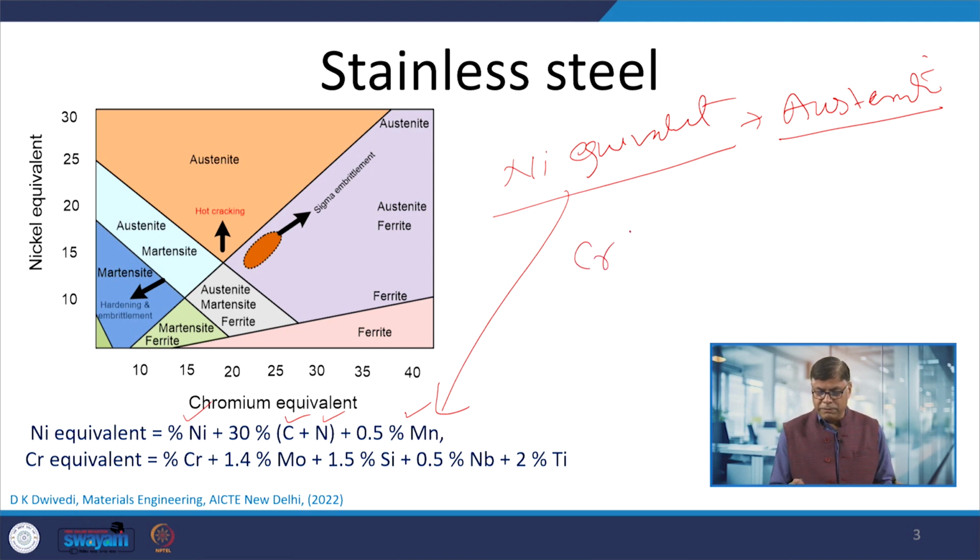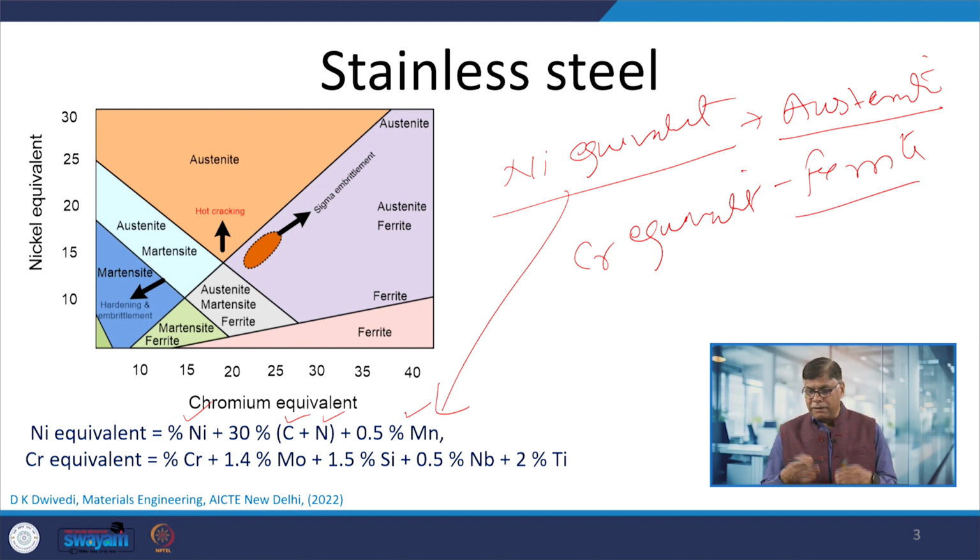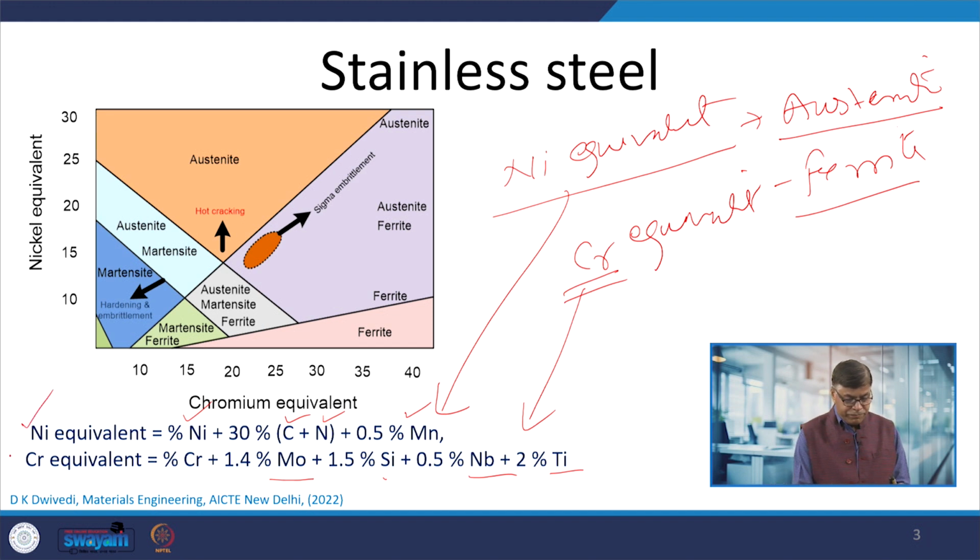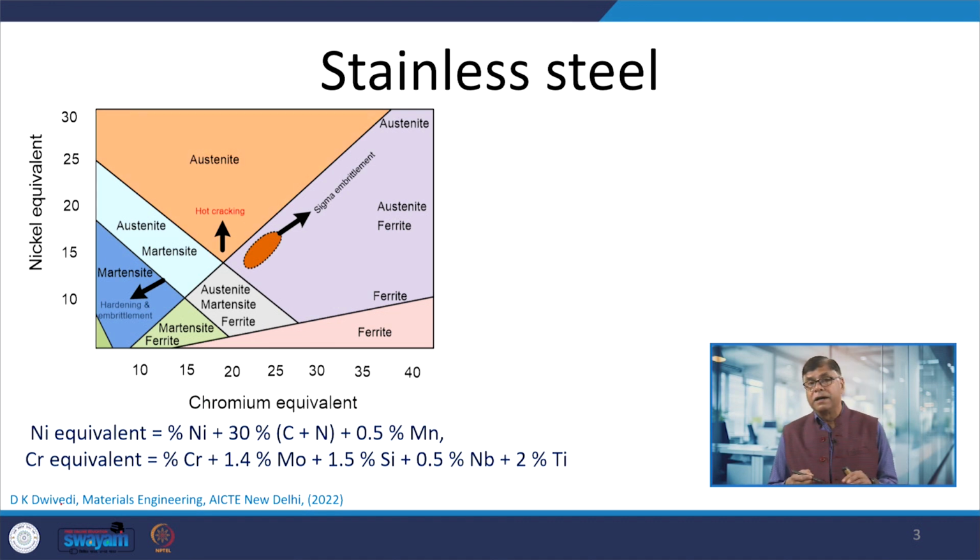On the other hand, the chromium equivalent is the other parameter, which is basically for the ferrite stabilizers. Chromium is a strong ferrite stabilizer, but likewise there are many other elements like molybdenum, silicon, niobium and titanium that are also ferrite stabilizers. So, their effect is taken care of using the equation of the chromium equivalent. By putting the weight percentages of these elements in the equations of chromium and nickel equivalent, the corresponding values of chromium and nickel equivalent are obtained.